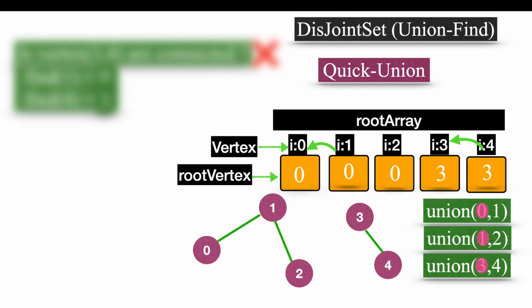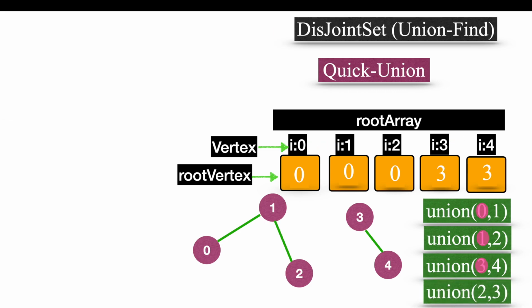Now let's make a connection between 2 and 3. Union of 2 and 3, so vertex 2 is going to be the root. Index 2 has value 0, so we move on to index 0. Index 0 has value 0, so 0 is the root. Replace the value at index 3 with 0, so index 3's value becomes 0. Now 2 and 3 are connected.